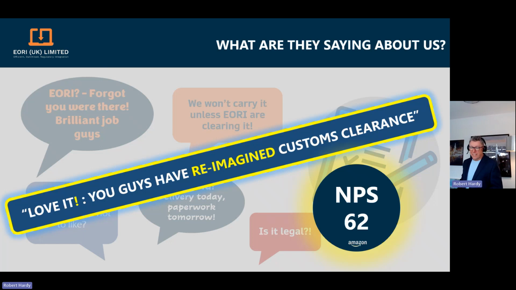We did an NPS survey recently, which is the Net Promoter Score. I don't know if you're familiar with this, but it's just how likely are you to recommend, and we scored 62. Anything over 30 is thought to be very, very good. 62 is the same level as Amazon, so we're super chuffed with that performance.